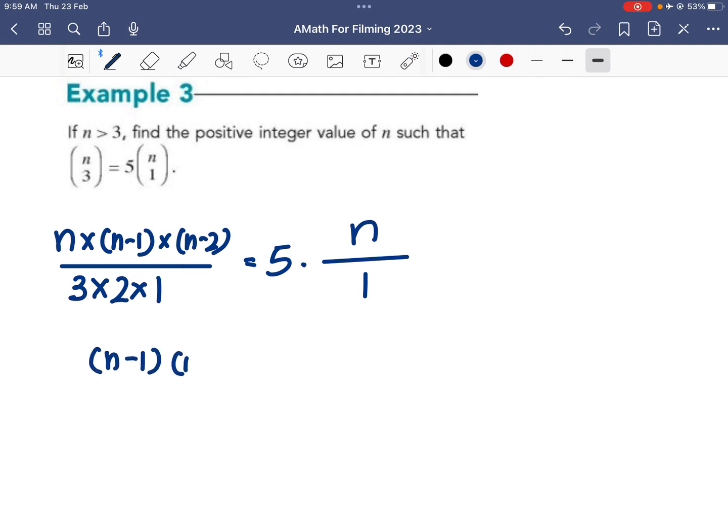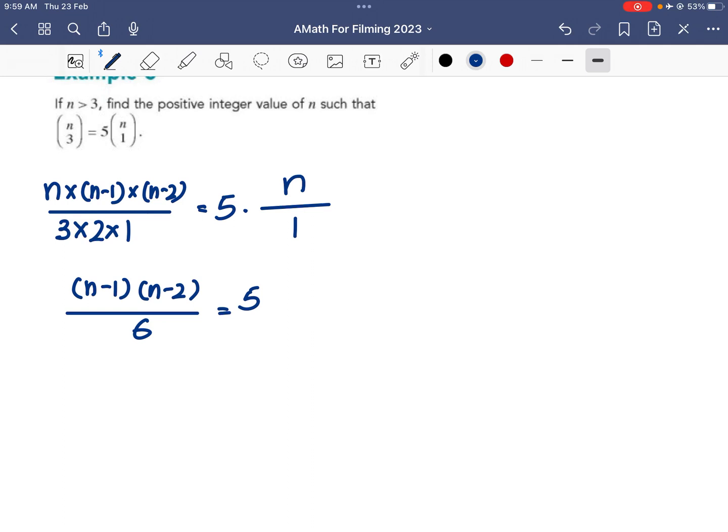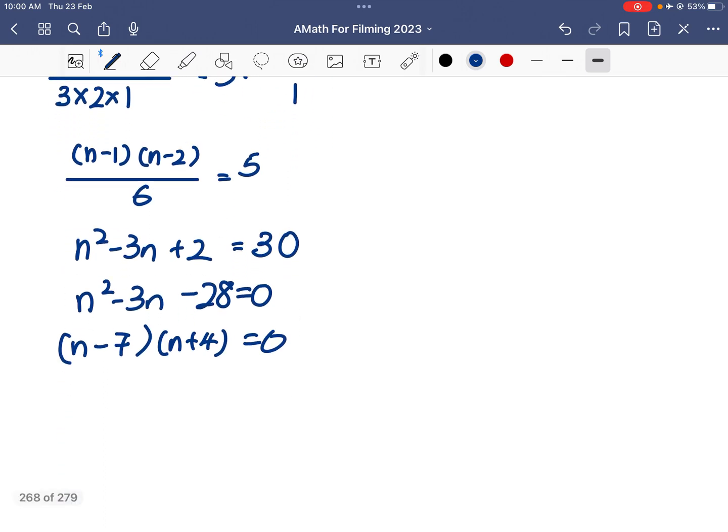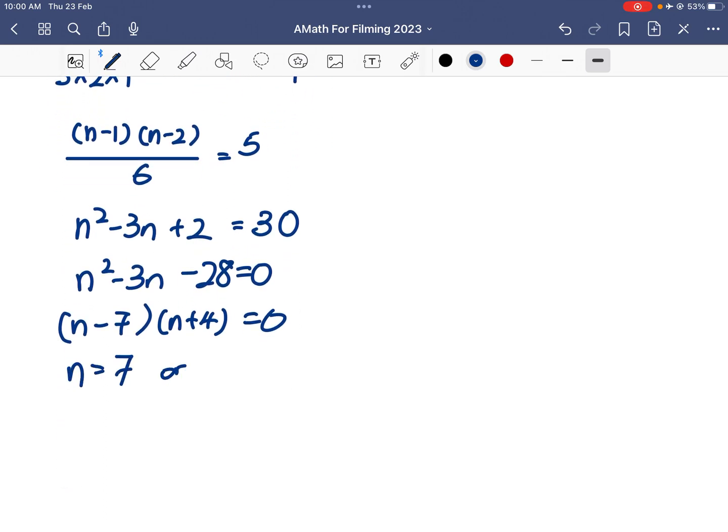So I'm left in the numerator with n minus 1, n minus 2 over 6 equals 5. Then it becomes a question of algebra. n squared minus n minus 2n plus 2. I've expanded my numerator, equals 6 times 5. I multiply by 6 on both sides of the equation. I get 30. So n squared minus 3n minus 28 equals 0. Doing simple factorization, I solve for my n value.